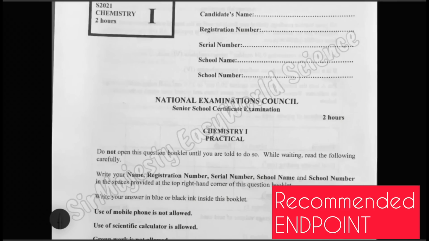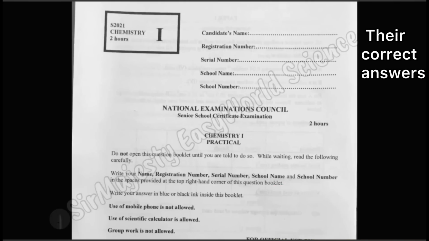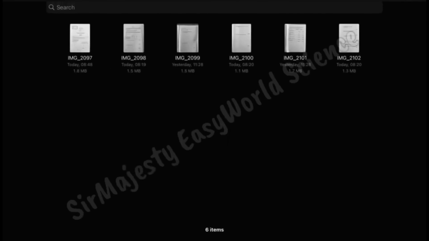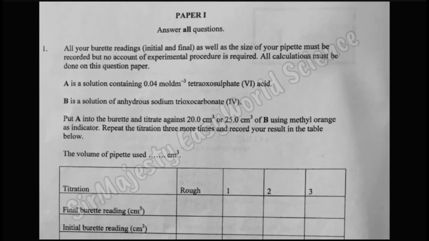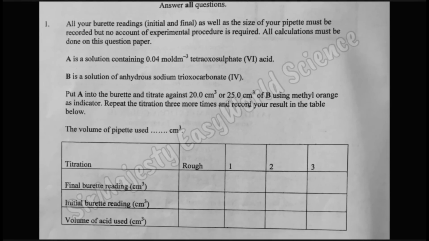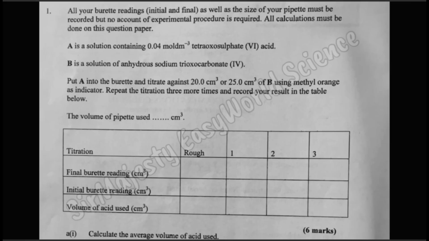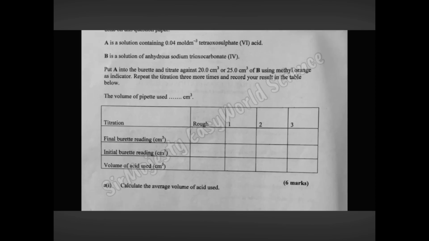the first page. We'll do justice and get to the next page. So the first page that contains questions, you'll be reading the initial normal statements. Our interest is in A is a solution containing 0.04 mole per dm cube tetraoxide of a 6 acid. B is a solution of a high.